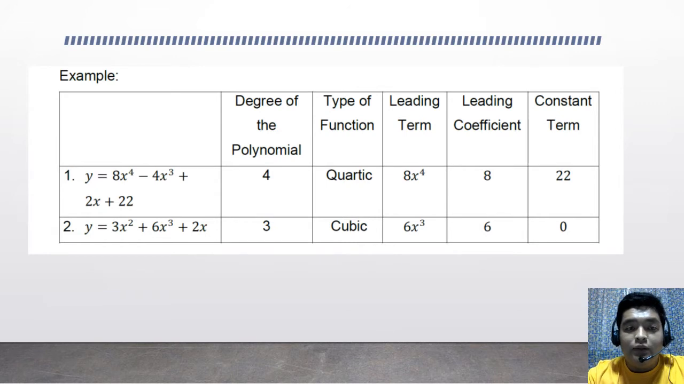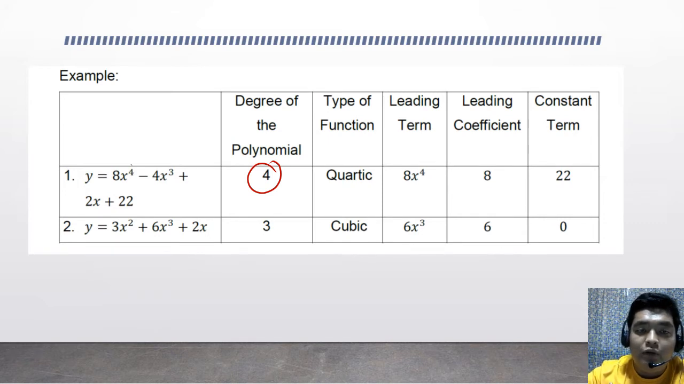For example, we have y equals 8x to the power of 4 minus 4x cubed plus 2x plus 22. Actually, we had an activity like this in our first quarter. The degree of this polynomial in number 1 is 4. Why 4? Because the highest exponent of our function is 4. So that is the degree. The type of function is quartic. Since the degree is 4, the leading term is 8x to the power of 4.